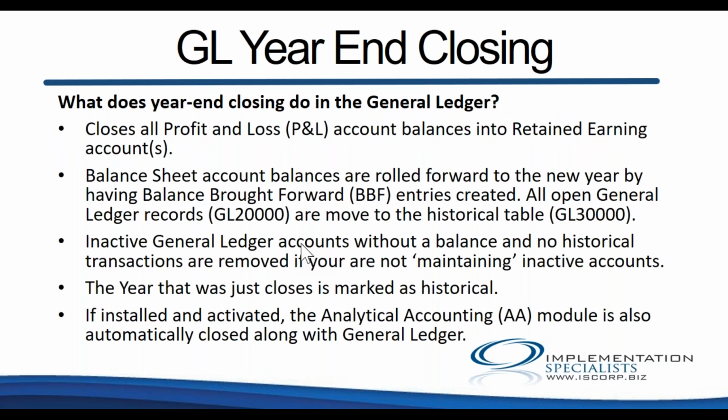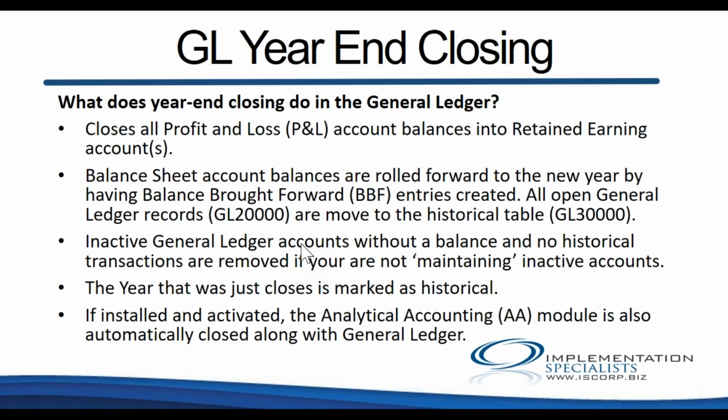What does the year-end closing general ledger do? This is where it does more than just the summary records here. Any accounts that are marked as profit and loss are put into the retained earnings account, or accounts if you use divisional earnings. Balance sheet account balances are rolled forward and have a balance brought forward entry created. And all general ledger records on the 20,000 table, which is the open year, are moved to the historical table. The inactive general ledger accounts without a balance and no historical transactions are removed.